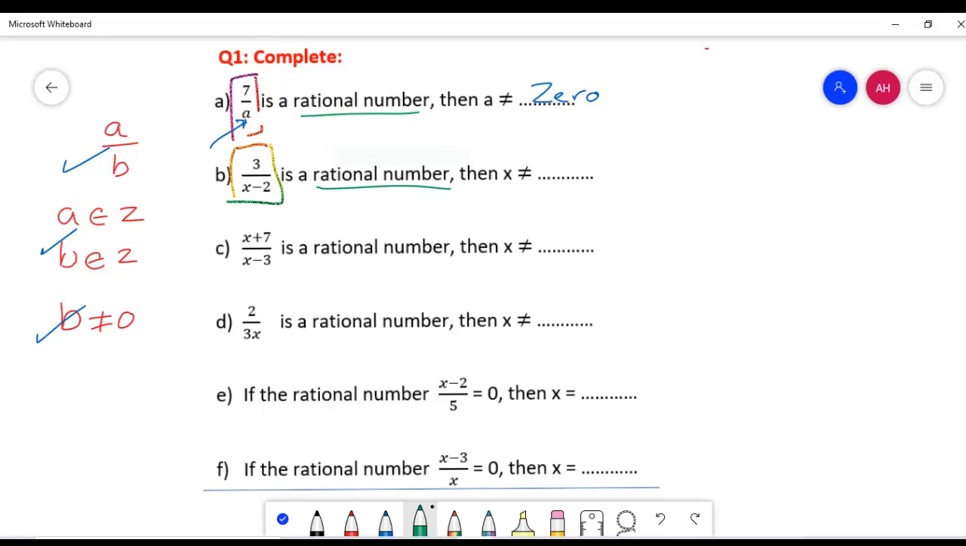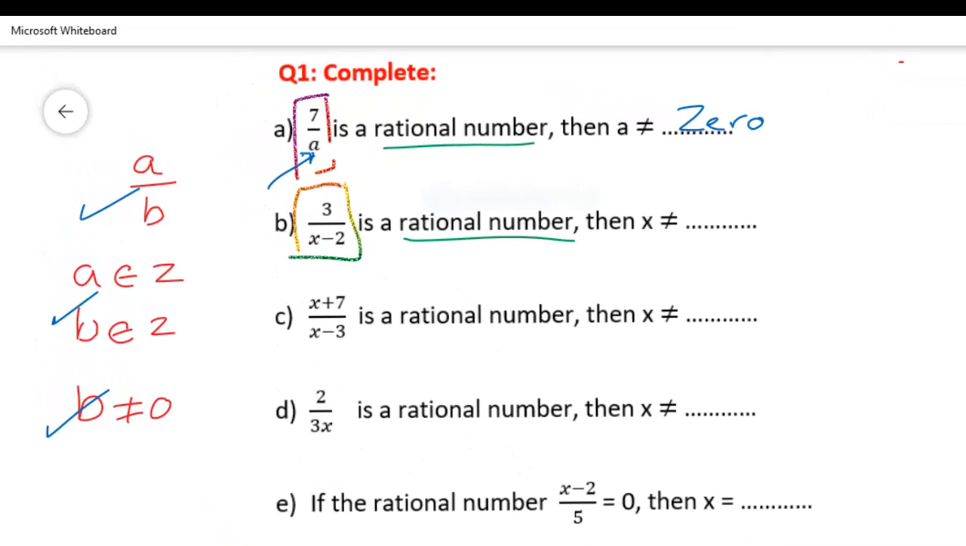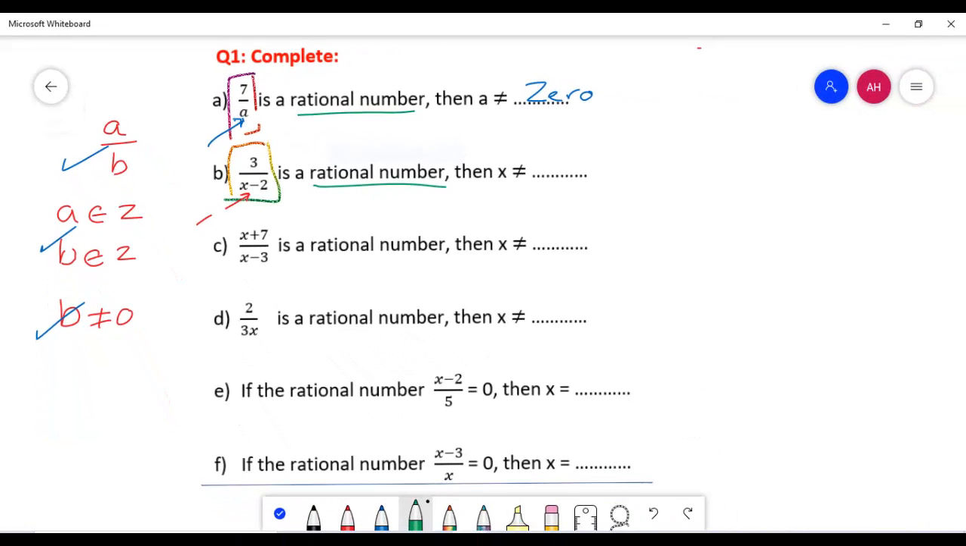In order to have this fraction as a rational number, the most important condition is that my denominator is not equal to 0. So here, I want to say that x minus 2, which is my denominator, is not equal to 0. I am going to solve it as a normal equation by moving the minus 2 to the other side with plus 2. So now I will have x is not equal to 2. So in order for this fraction to be a rational number, x should not be equal to 2.